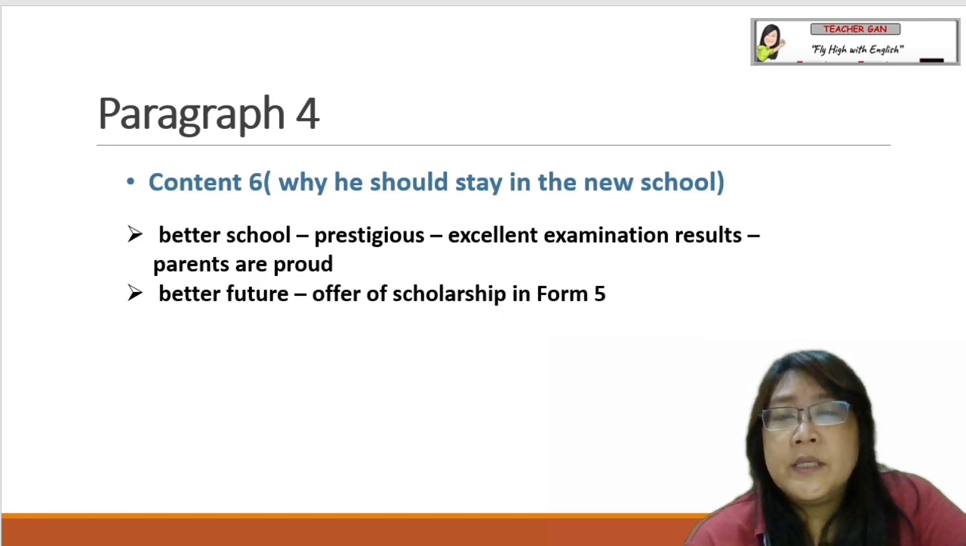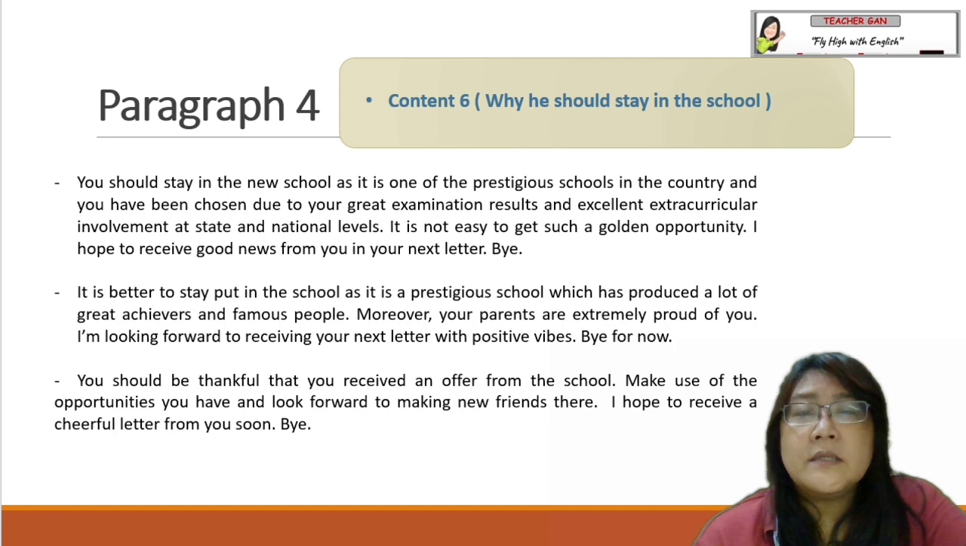You can say that it is a better school, it is a premier school, it is prestigious, excellent examination results, parents are proud, he will have a better future, and then an offer of scholarship in Form 5. These are some ideas. Let's look at the examples. So it is for paragraph 4, and then we are using content 6.